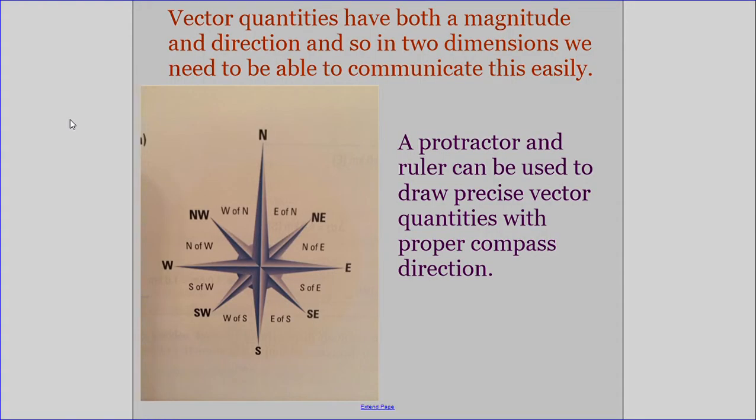So vector quantities have both of those things, and so in two dimensions we need to be able to communicate this really easily. And for this unit, you're really going to need a ruler and a protractor. I do have both of those in my room available for you to borrow if you need one, so all you have to do is ask. But if you have a ruler and a protractor, that'll really help for this section. They can be used to draw precise vector quantities with proper compass directions.